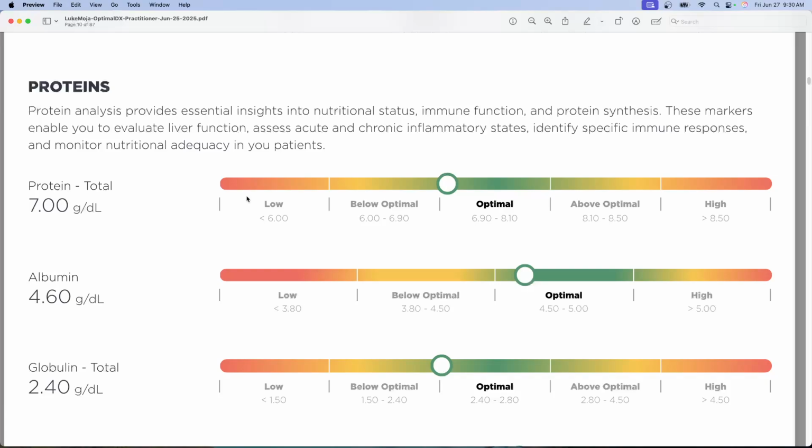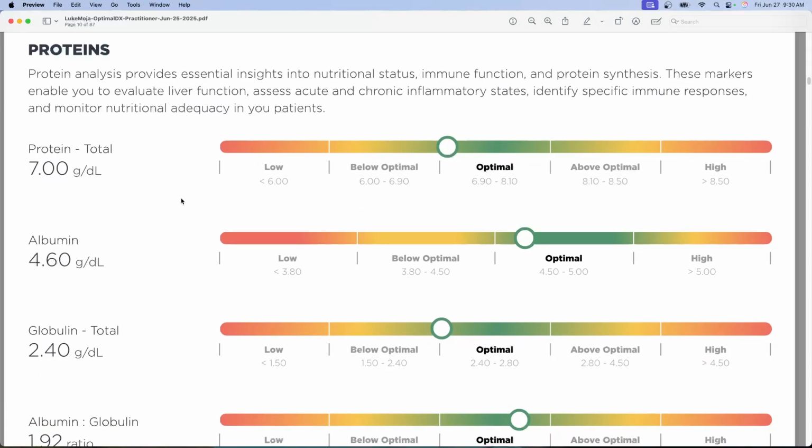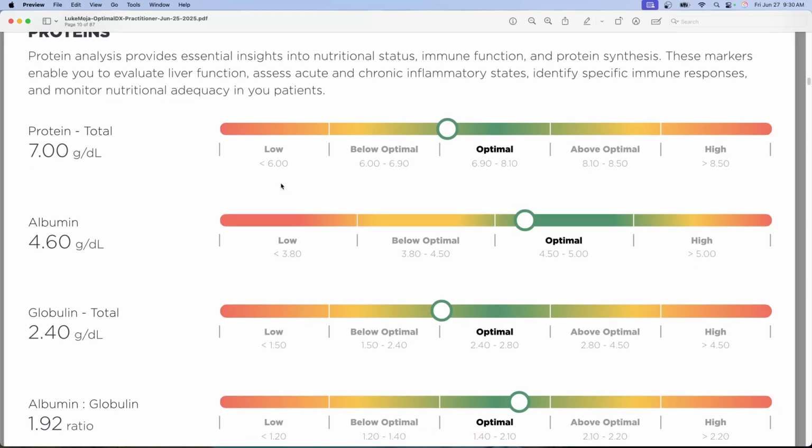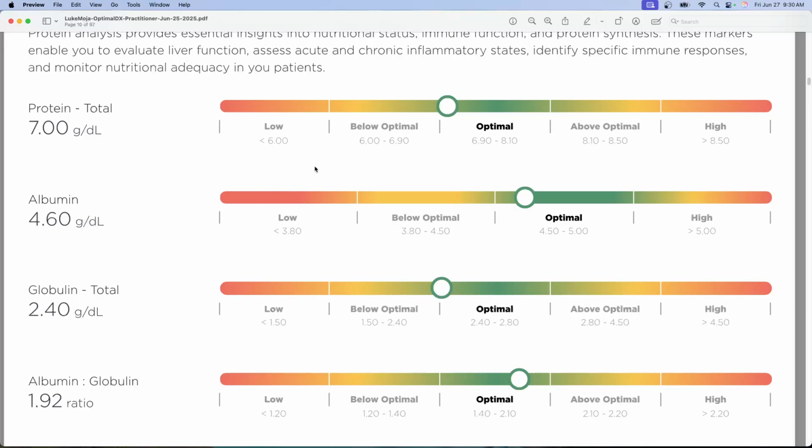So proteins, this gives us some information about the different proteins in the body, the proteins that are circulating in your blood. So total protein you can see here, low end of the optimal range, but 7's pretty good. It's right there in the optimal range, so that's good. It appears that I'm eating sufficient protein and breaking it down pretty well.